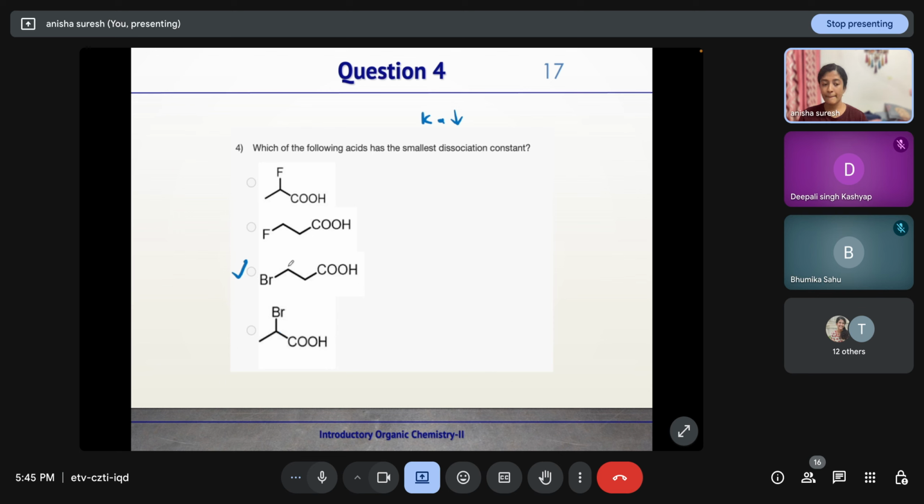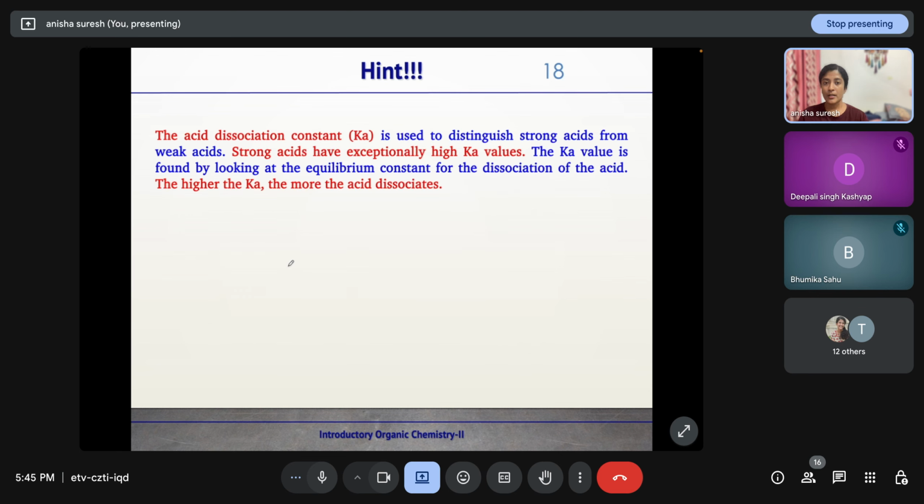Yes, ma'am. So this is the acid dissociation constant. It is used to distinguish strong acid from weak acid. So strong acids have higher Ka values, and the Ka value is found by looking at the equilibrium constant for dissociation of the acid. So as Ka increases, the more the acid will be dissociating. Okay.